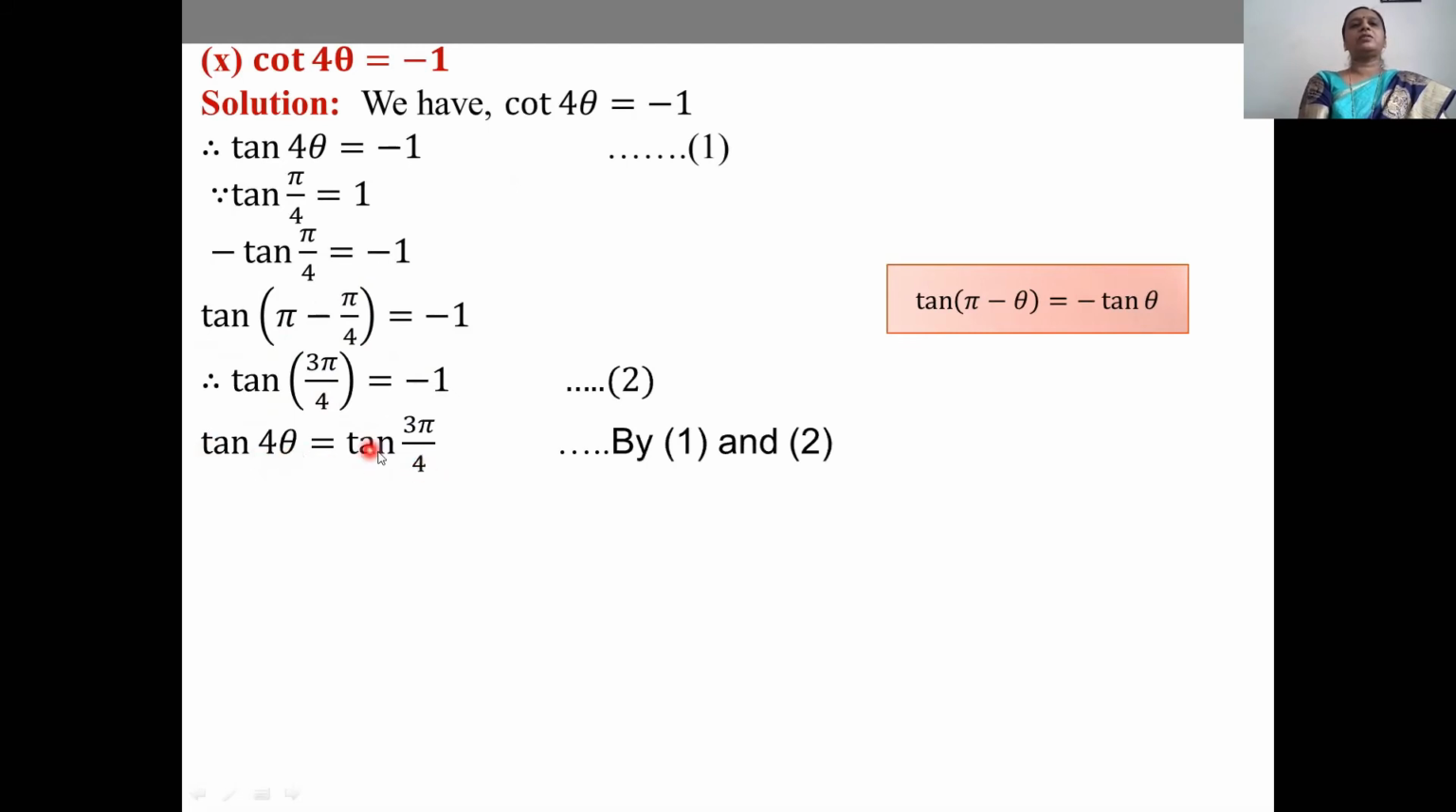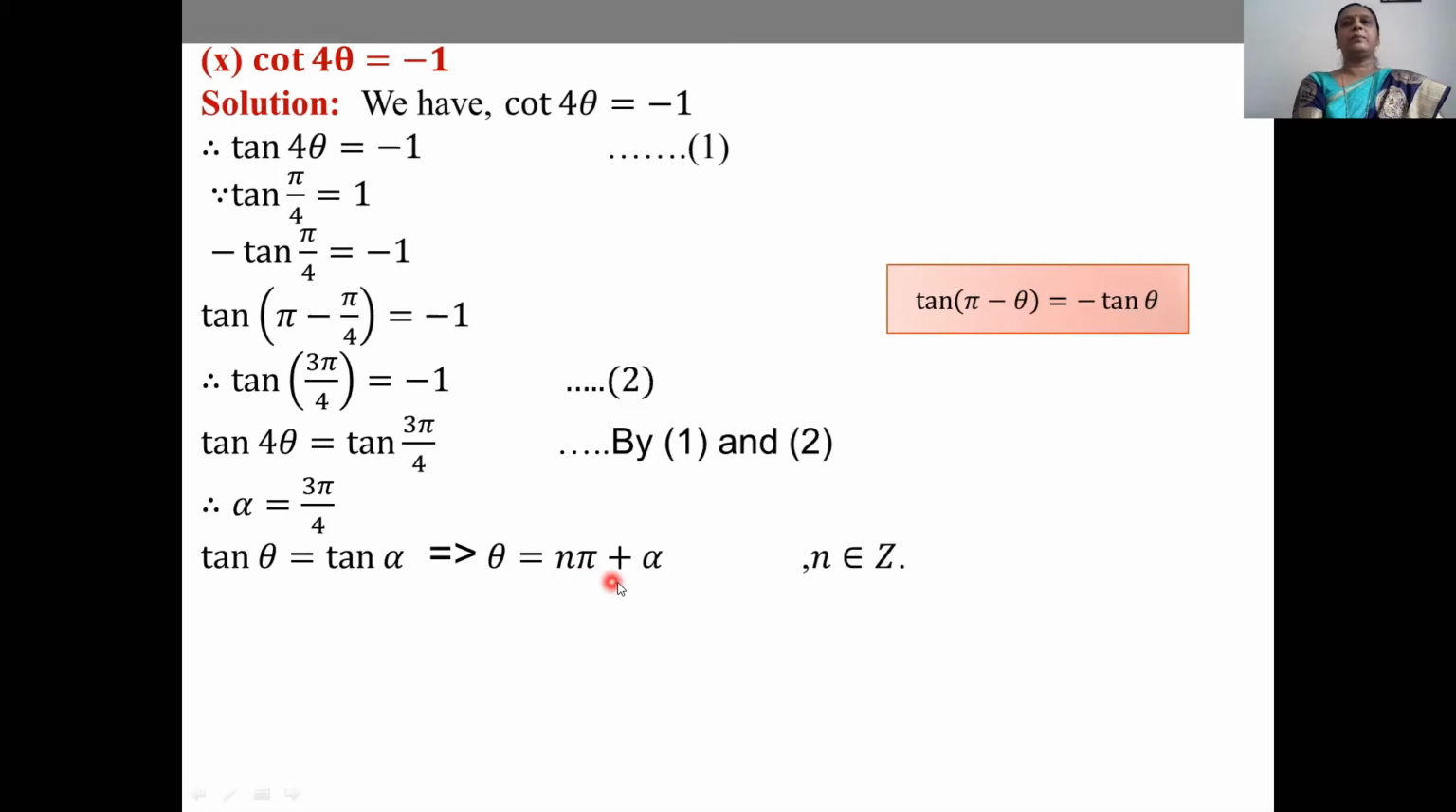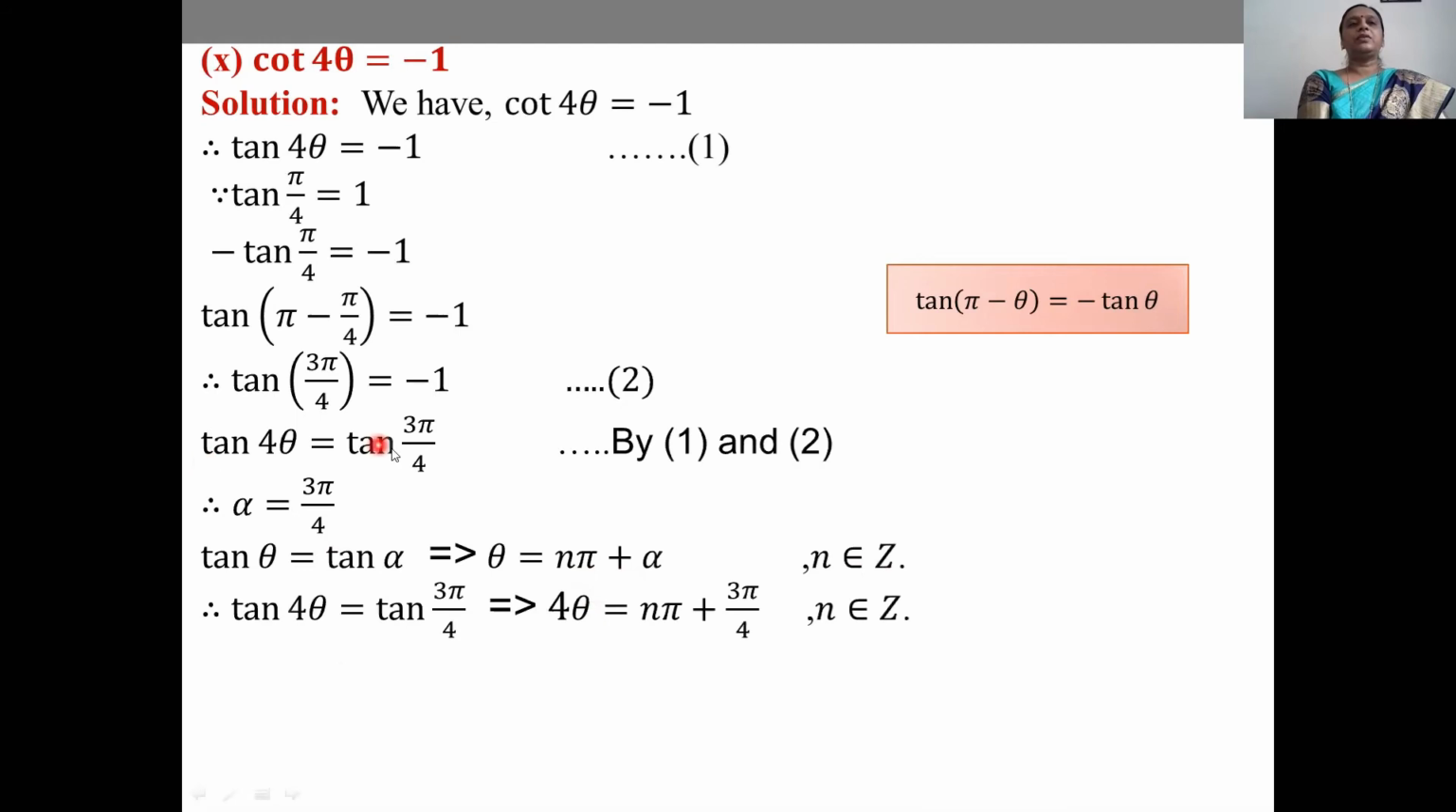Again, this equation is of the type tan θ = tan α, where θ is 4θ and α is 3π/4. If the equation is of the type tan θ = tan α, then this implies that the general solution will be θ = nπ + α, where n belongs to Z. Therefore, this equation tan 4θ = tan 3π/4 implies that the general solution will be 4θ = nπ + 3π/4, n belongs to Z.